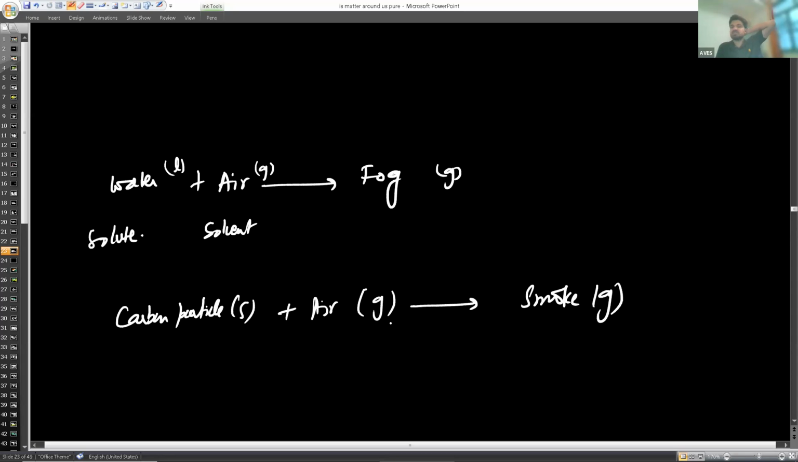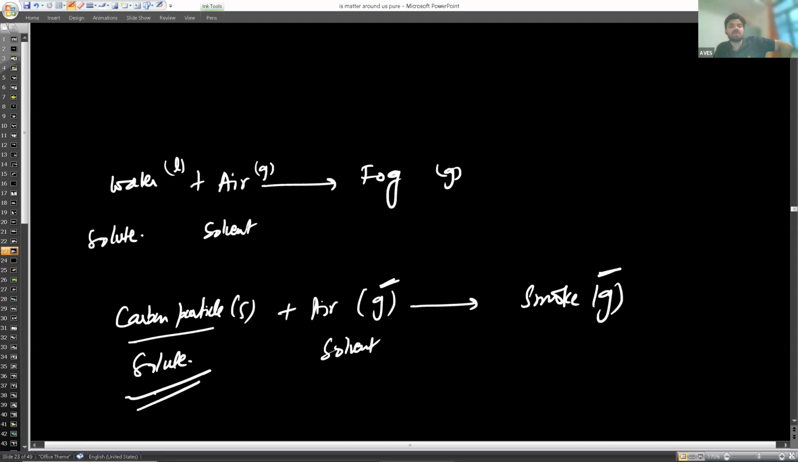Which is the solvent here? Air. Air is the solvent, because the same state will be the solvent. If it is a gas, this is the solvent. The other will be the solute. Got it?